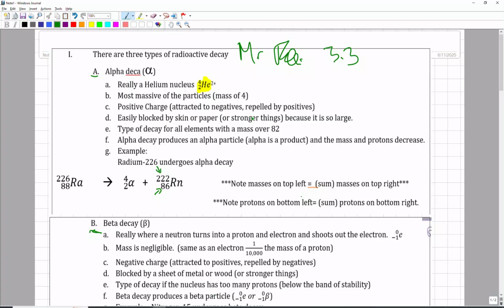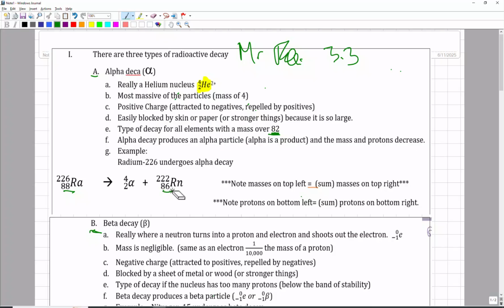The type of decay for all elements with a mass over 82. Remember how we said all elements are radioactive if they're over 82? They're going to do alpha decay. Alpha decay produces an alpha particle, and that means it's going to be a product, so this would be my alpha particle. Notice it's on the right-hand side of the arrow, and the mass and protons decrease. 226 decreased to 222. That would be the mass decreasing. The number of protons, 88, decreased to 86.